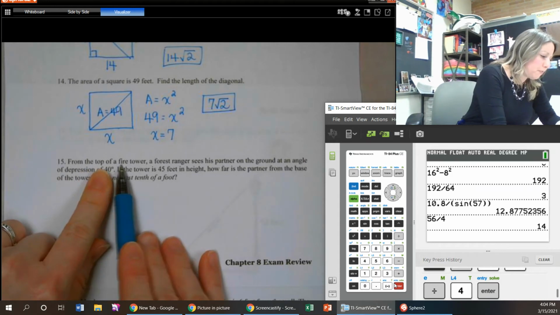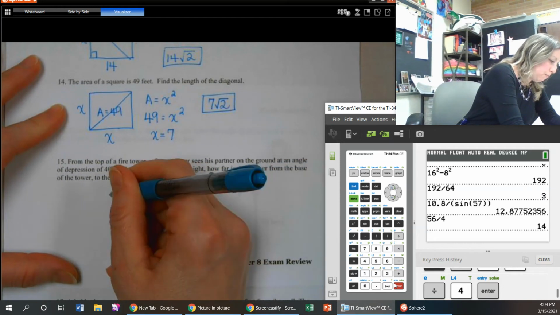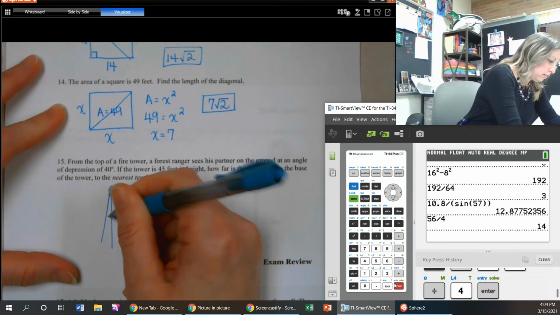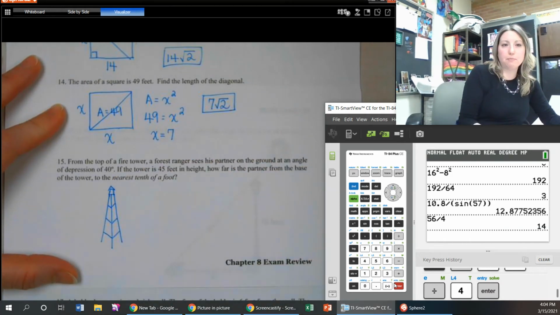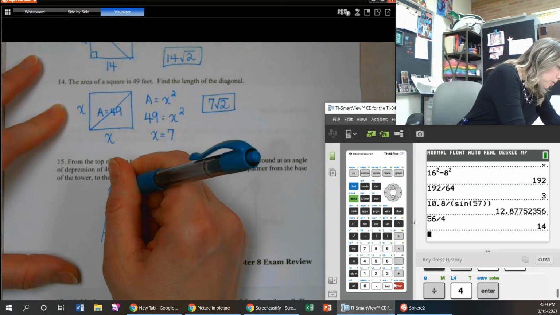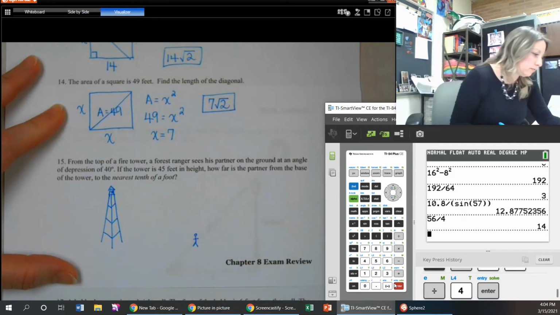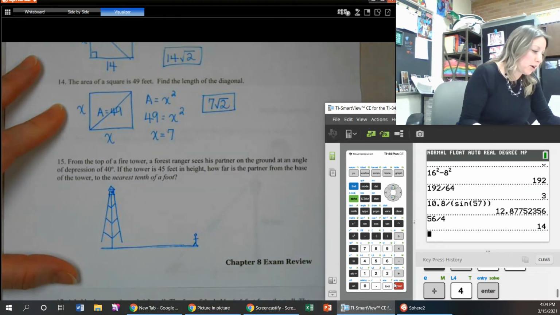From the top of a fire tower, a forest ranger sees his partner on the ground. So fire tower. Right. Like in the Adirondacks. Oh, my perspective is just on point right now. So here's my little guy up here. And he sees another forest ranger down here. Hi. Wave. Partner on the ground. Oh, my perspective got off a little bit there. Oh man, that's what happens when you brag.